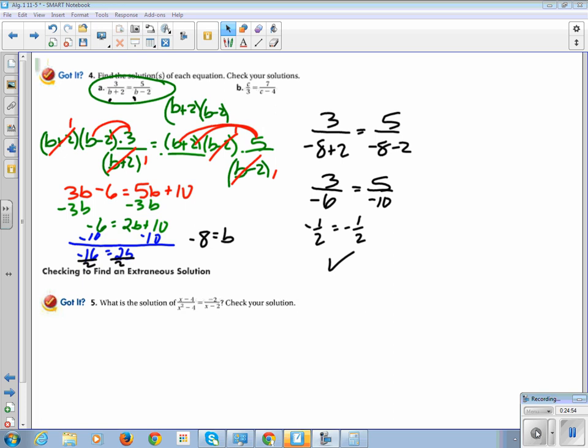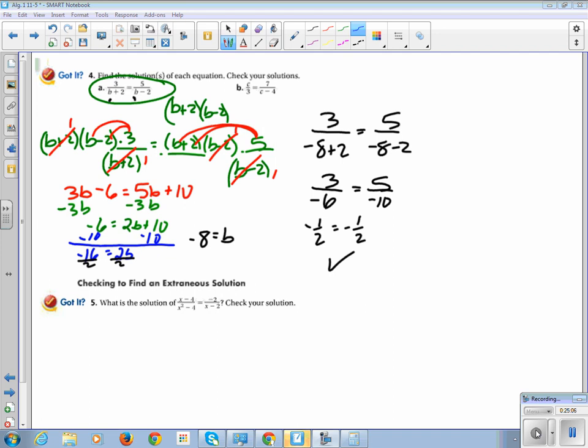All right, one more. Guess what's going to happen? You're going to have an extraneous solution. What? So one solution is not going to work out. So between x squared minus 4 and x minus 2, I know x squared minus 4 is a difference of perfect squares. It is equal to x plus 2, x minus 2. So in fact, my LCD is x plus 2, x minus 2.